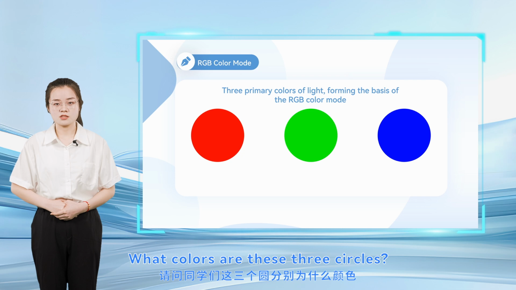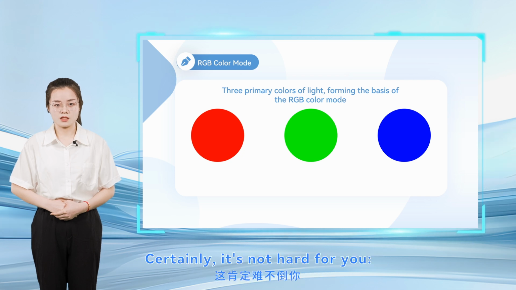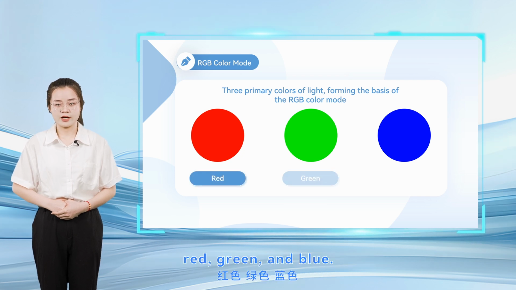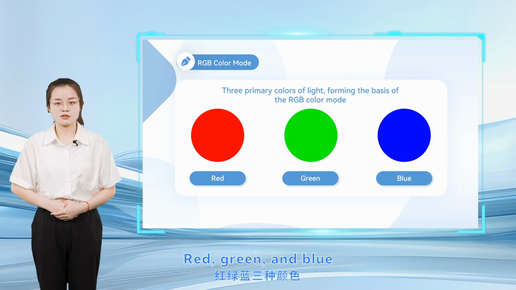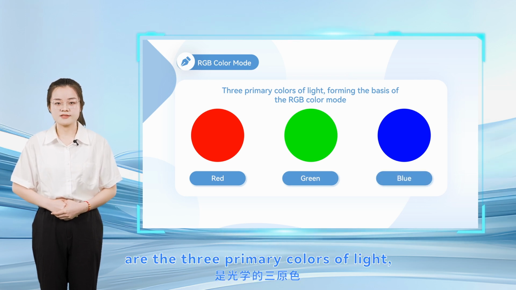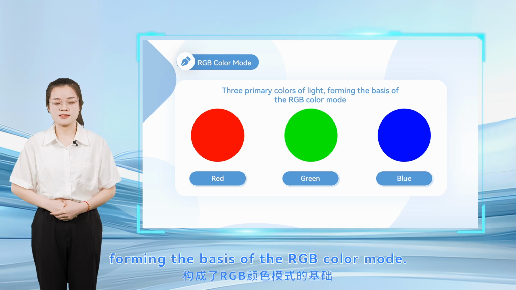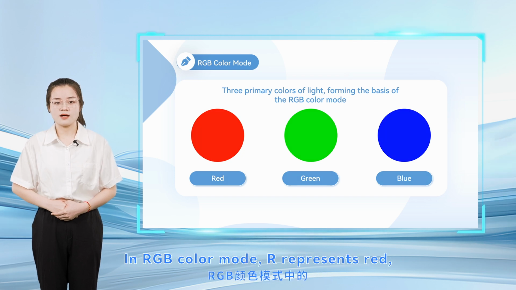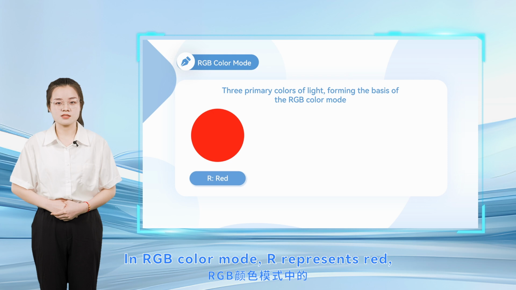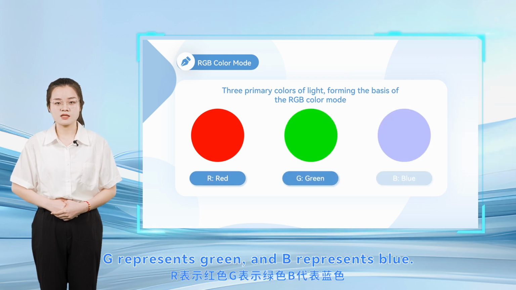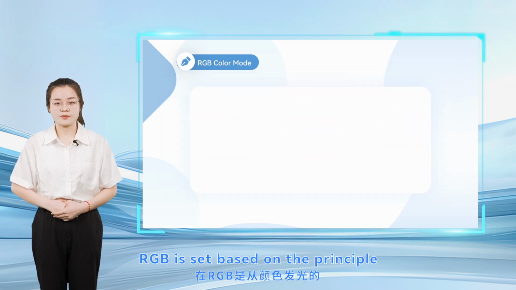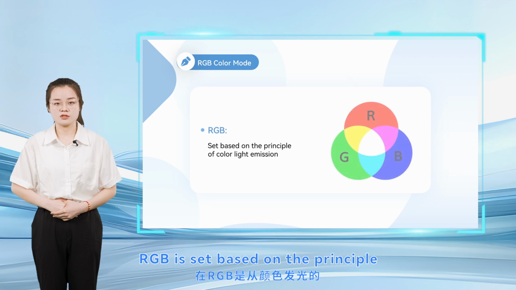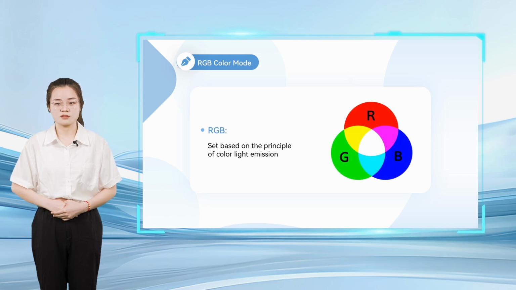What colors are these 3 circles? Certainly, it's not hard for you. Red, green, and blue. Red, green, and blue are the 3 primary colors of light, forming the basis of the RGB color mode. In RGB color mode, R represents red, G represents green, and B represents blue. RGB is set based on the principle of color light emission.